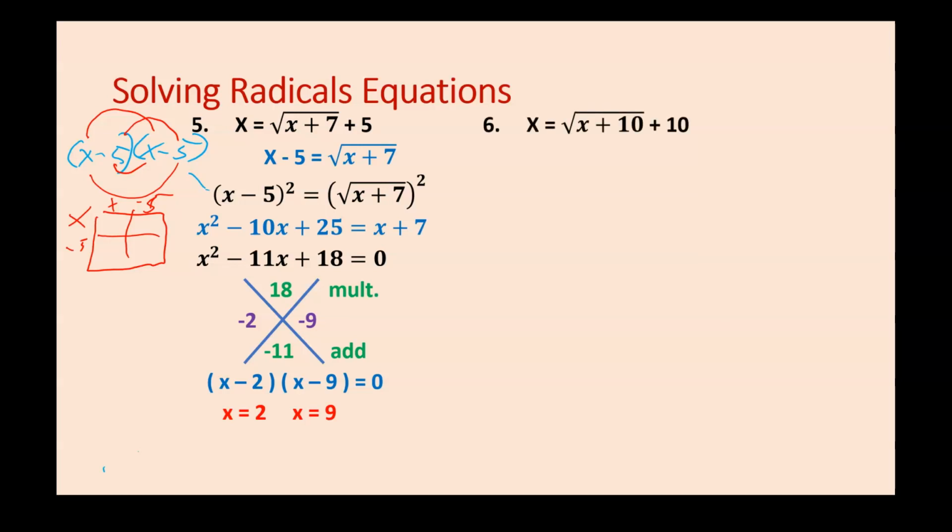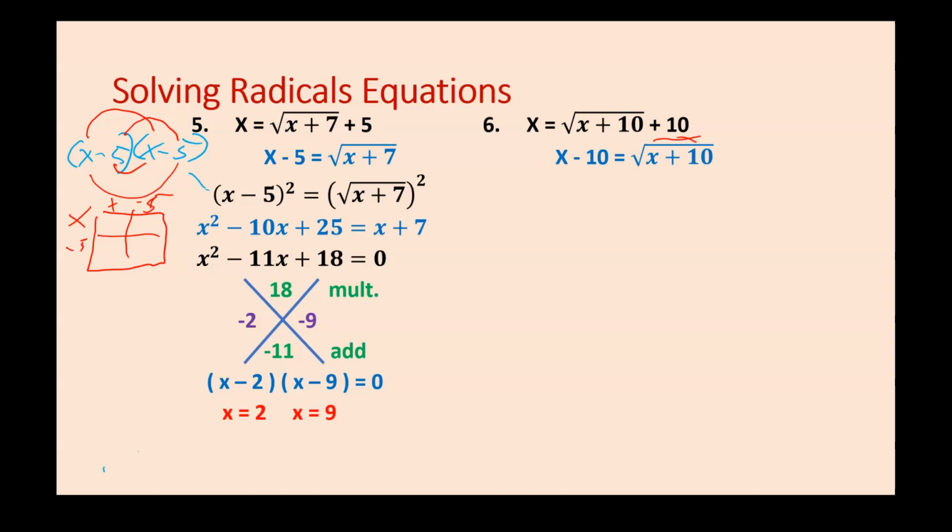So again, rule number 1, get the radical by itself. So that means we need to get rid of that 10 right there. So the opposite of adding 10 is subtracting 10. So we're going to subtract 10 from both sides. Now we have x minus 10 is equal to the square root of x plus 10. So we have the radical by itself.